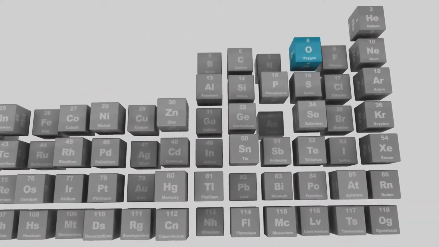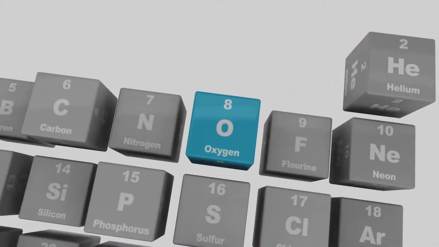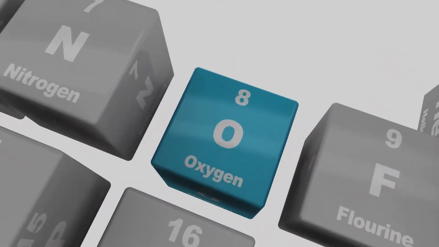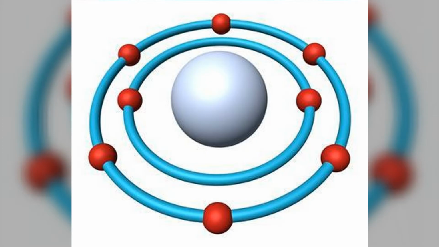Okay, so for example, oxygen has an atomic number of 8. And so an oxygen atom is going to have 8 protons and 8 electrons. Well, the first 2 electrons are going to orbit on the first orbital, and that leaves 6 more electrons. Where are they going to go? They're going to go on the second orbital. So there'll be 6 electrons on the second orbital.